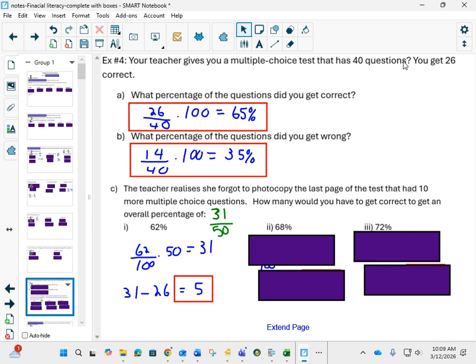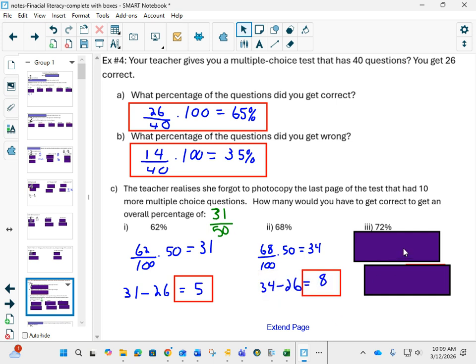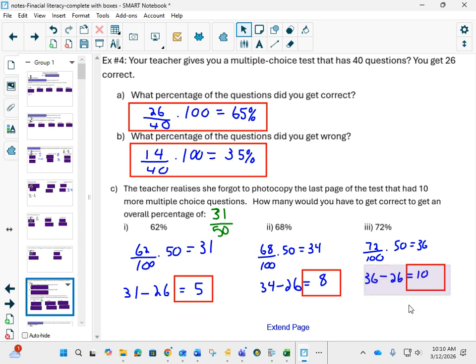So I need to get 5 more right. If I had 26 to begin with, on the last page I'd have to get 5 more right to get 62%. For 68%, do you see that's going to be 34? So you would need to get 8 more right. And if you wanted 72%, you would have to get 36 right, which means you'd have to get all 10 right on that last page. And that would be the highest mark you could get. If you got 65% on the first part, and then you did the last page, the highest you could get is 72%.